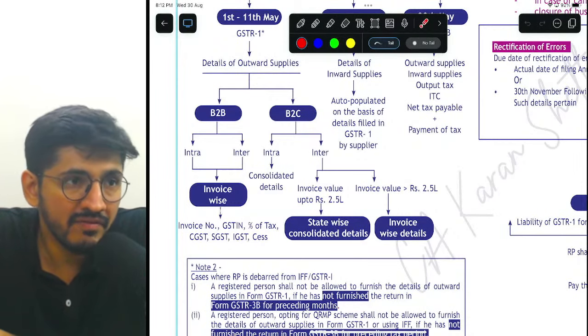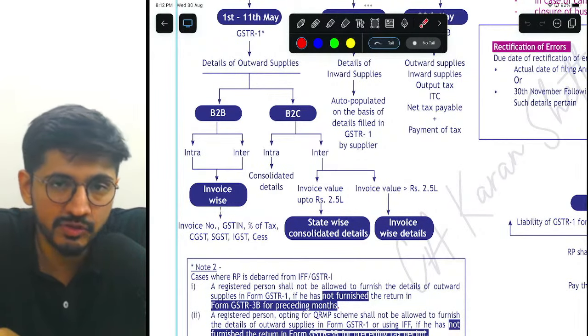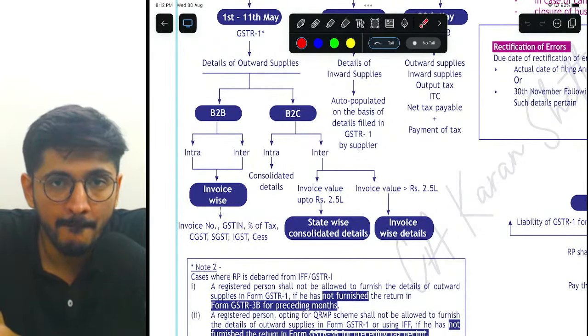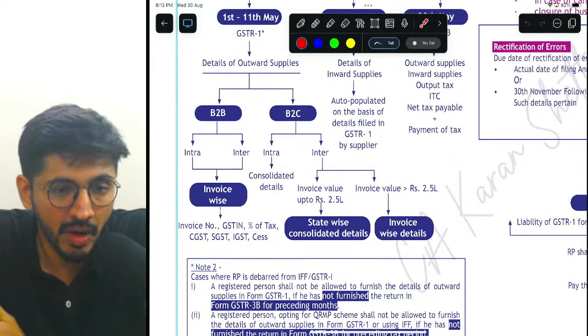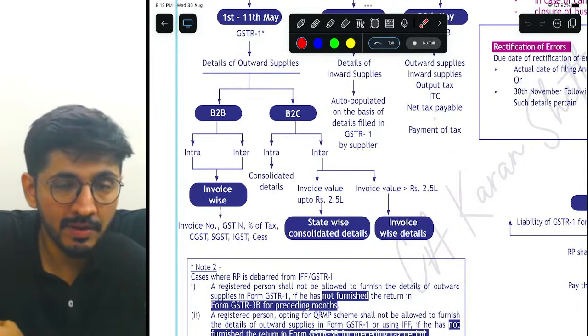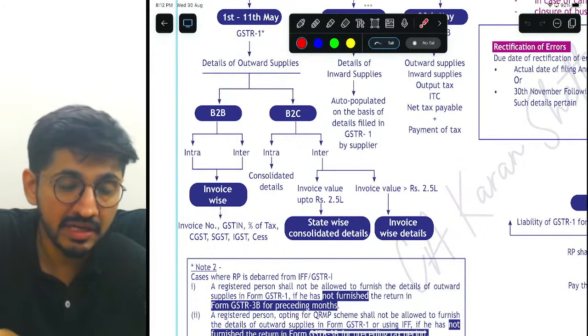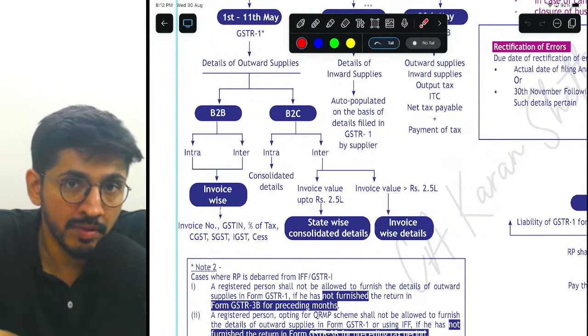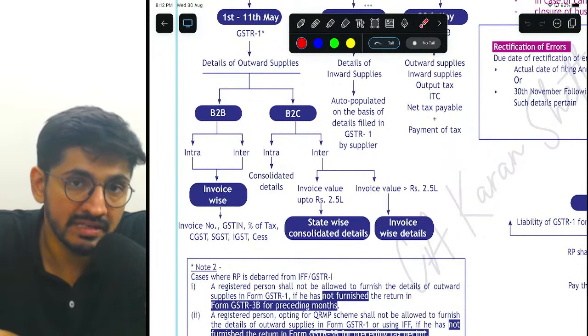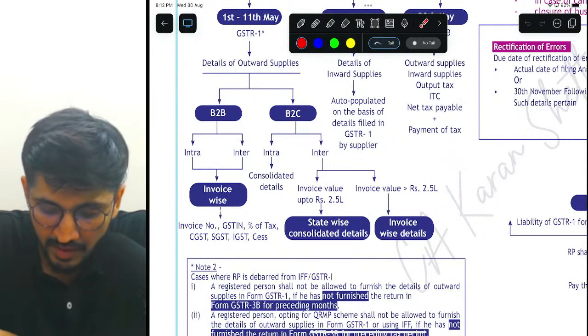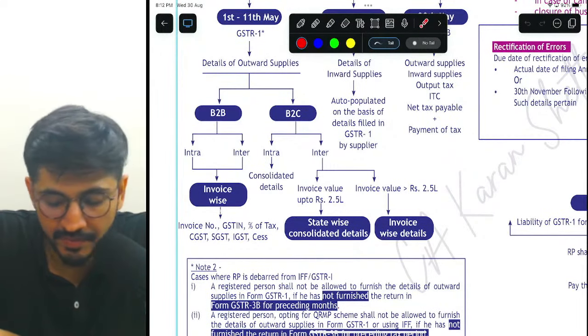The reason for giving the GST number is very simple: as soon as you punch in details in GSTR1, it will be auto populated into the recipient's GSTR2B, and that's a very big reason. As soon as the recipient gets it in 2B, it can avail its ITC in 3B, right? Very important for the recipient, by the way.